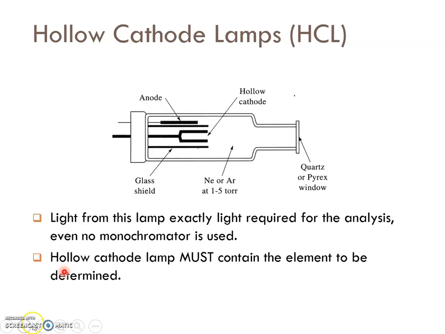It is actually element that contained in that lamp, because hollow cathode lamp must contain the element to be determined. If not mistaken, the anode is actually made up of from the element that we want to analyze. So that's why hollow cathode lamp has many types of elements. We have copper hollow cathode lamp, mercury hollow cathode lamp. We have many lamps for HCl.